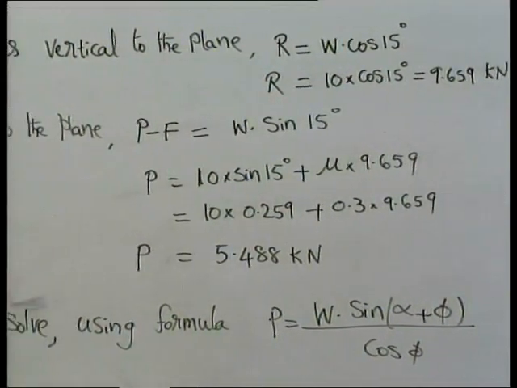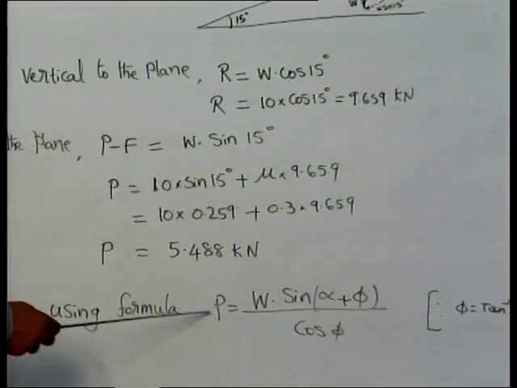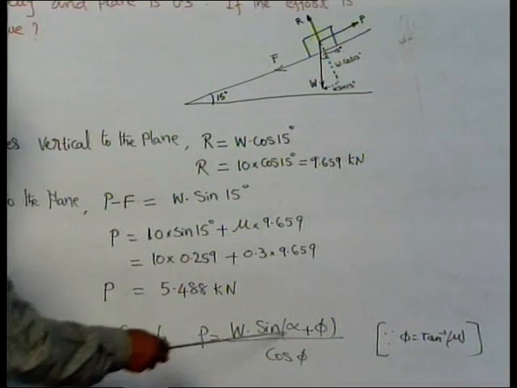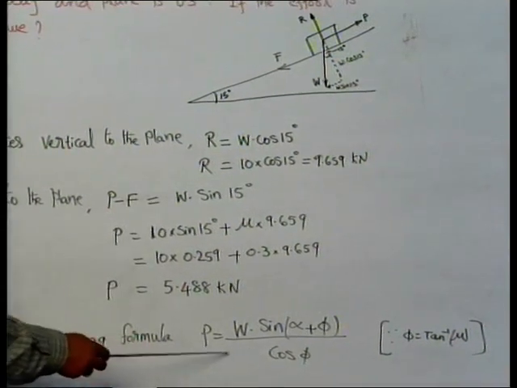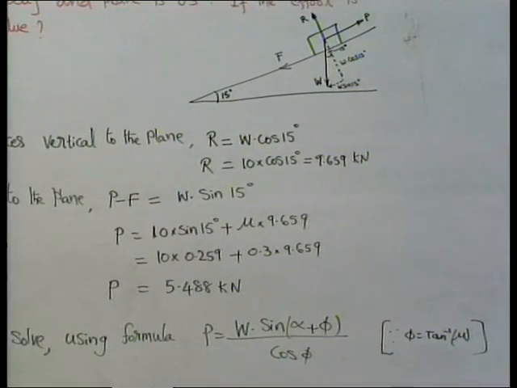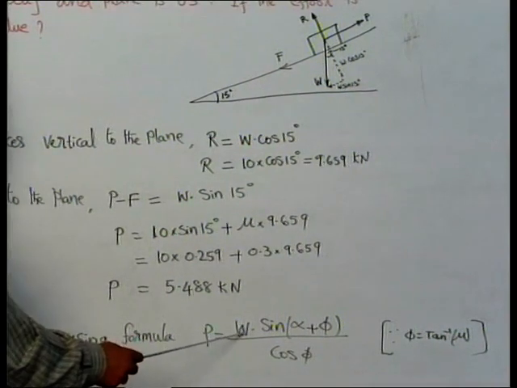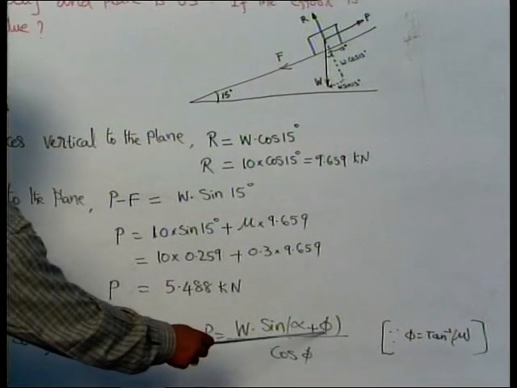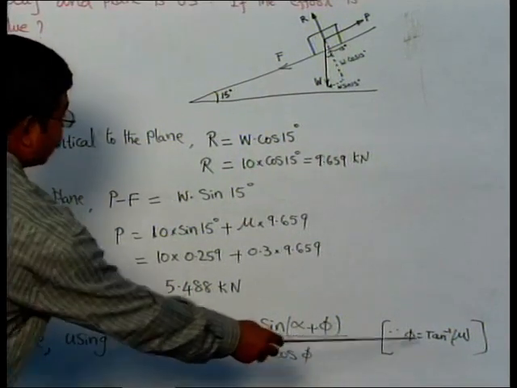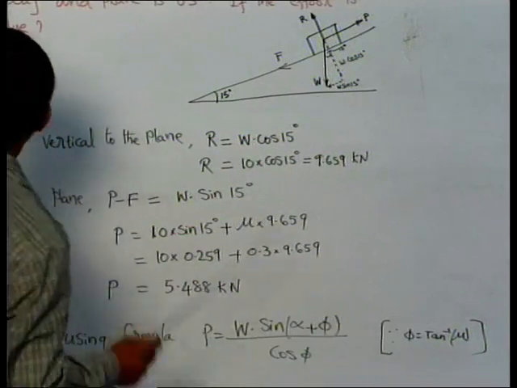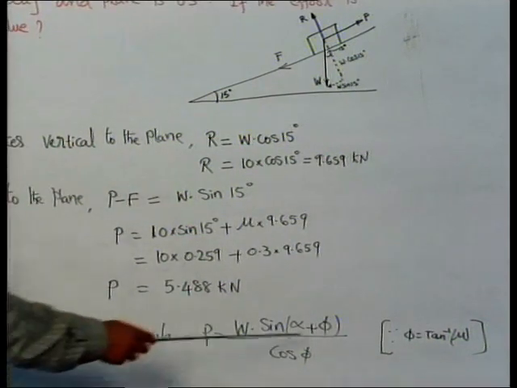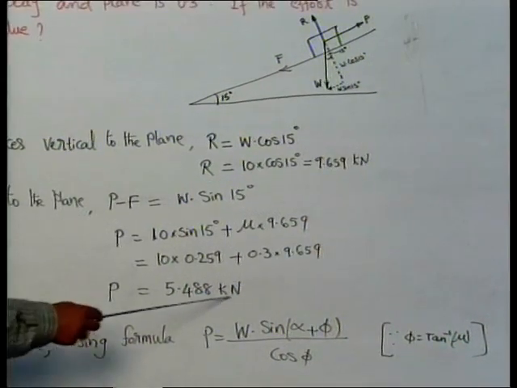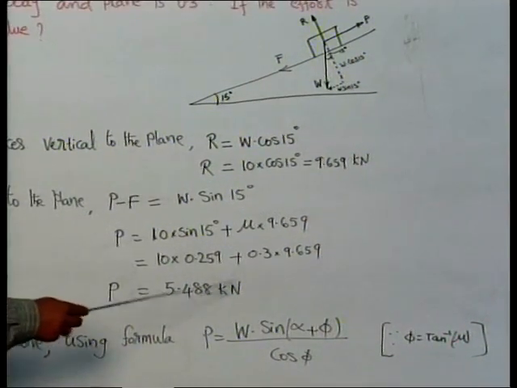We can also solve the problem using a formula directly. P is equal to W sin alpha plus phi divided by cos phi. This formula we have already seen, and in this all the values we know. W we know, alpha, phi is given here. Phi we can find out using the formula phi is equal to tan inverse mu, like that we can find the phi. Substituting the values we get the P which is same as that of 5.488 kilonewton.